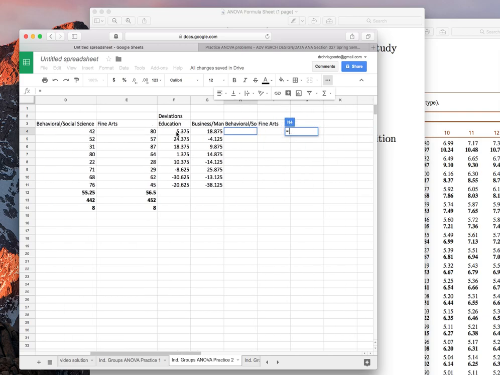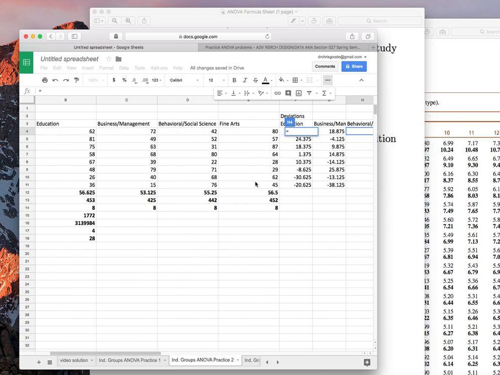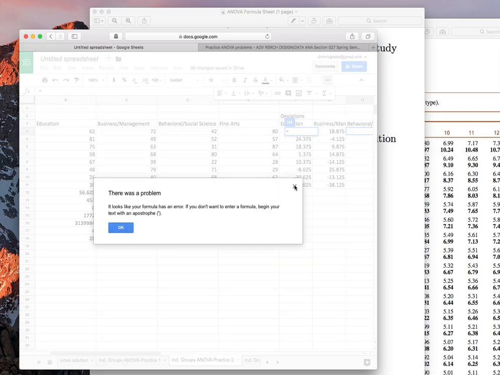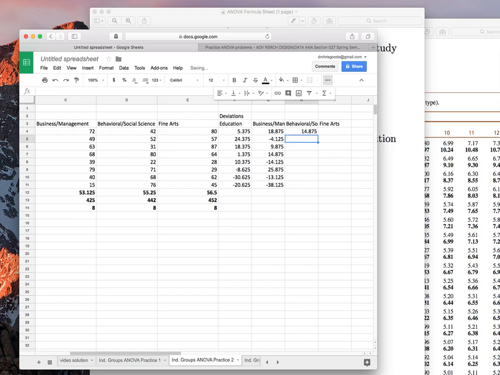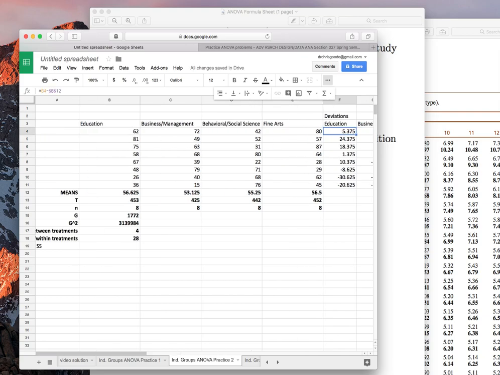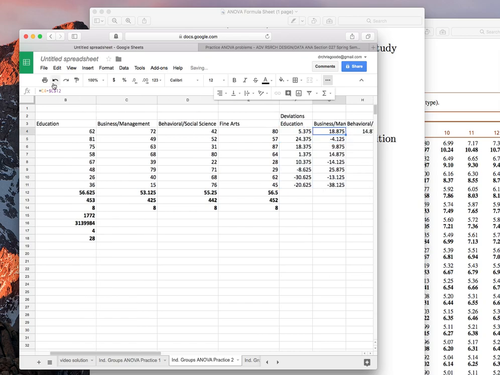Did I miss one? Oh, I skipped education. Okay, let's do this. Education was the education score minus the education mean. And we want to use the education mean for all our education scores. There we go. I guess I did do that one right.